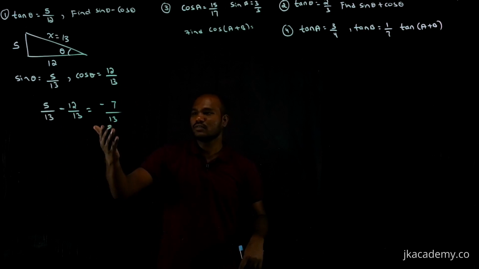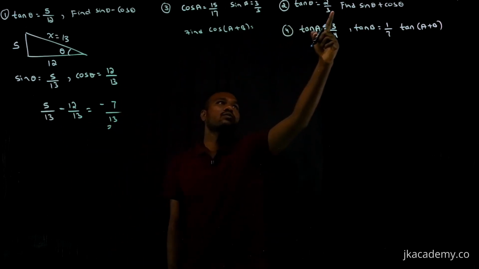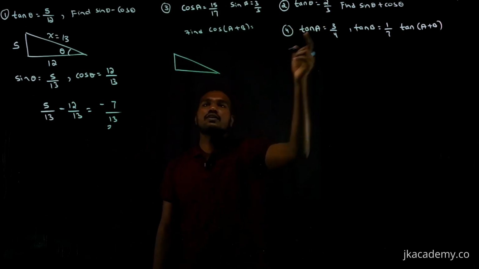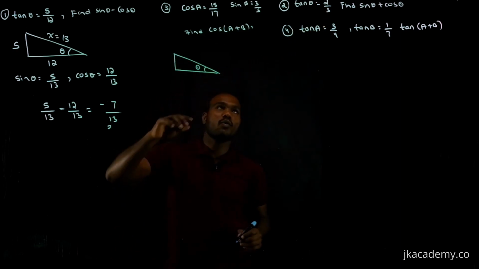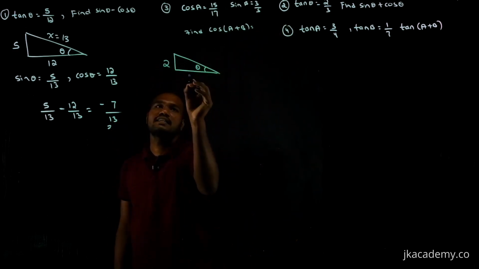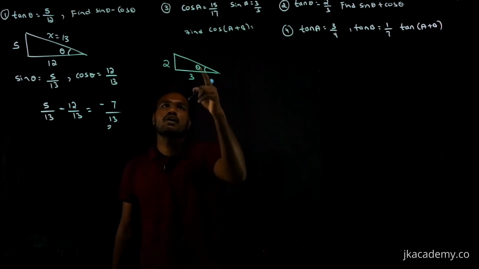There will be 4 options given. One option is this. So you can solve this. What is the next question? Tan theta equal to 2 by 3. This is theta. What is tan theta? Tan theta is opposite by adjacent. What is the opposite? 2. What is the adjacent? 3. 2 by 3. What will this be? X.